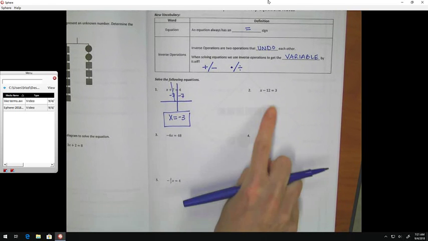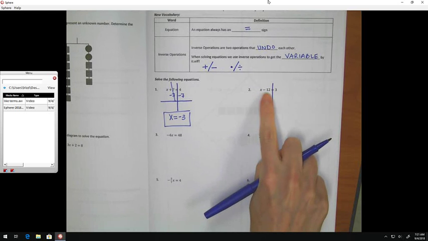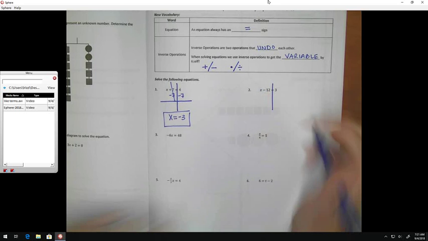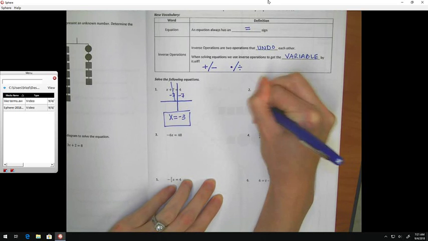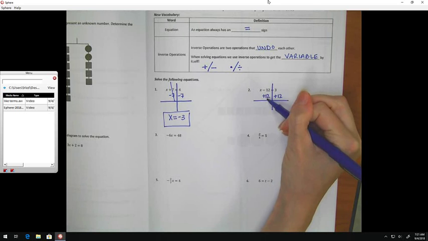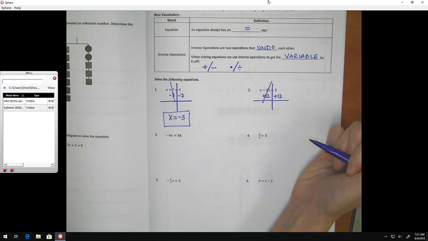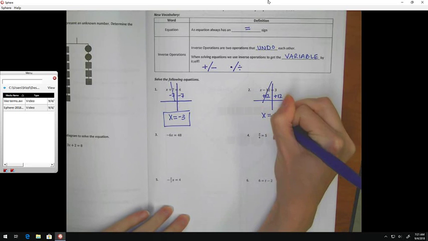Okay, now I would have you guys pause the video and try this one. Okay, so this one, draw the wall. And then whichever one is by the x, you do the inverse operation. The inverse of subtracting 12 would be adding 12. Okay, and when you minus a 12 and plus a 12, it cancels. So we're left with x equals, and 3 plus 12 is 15.